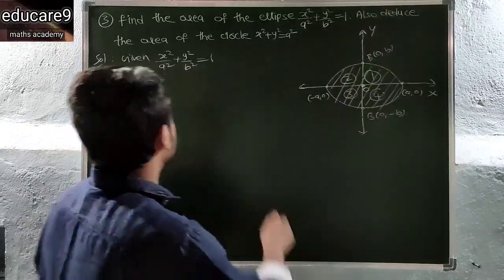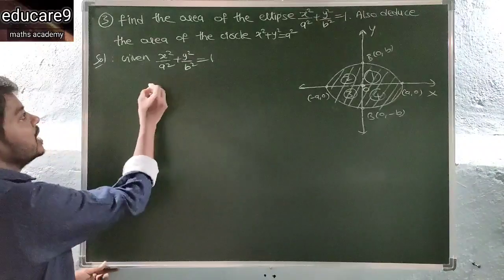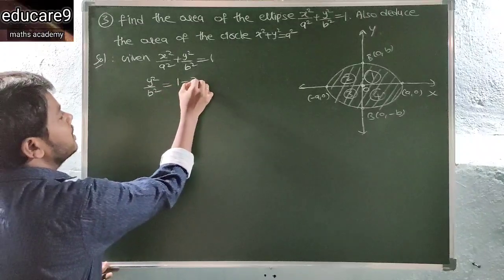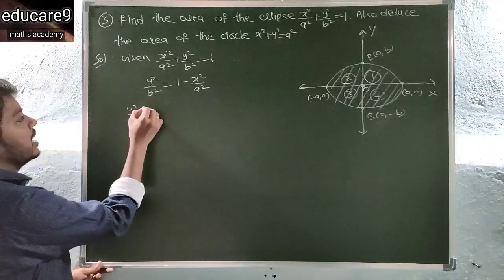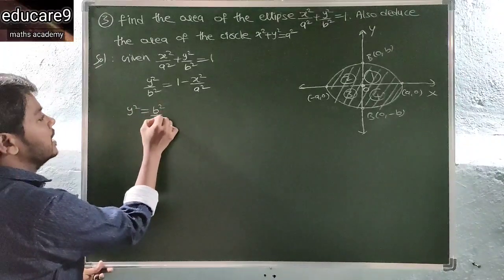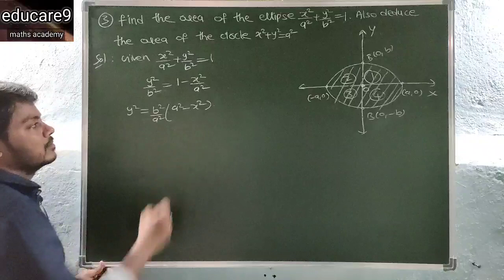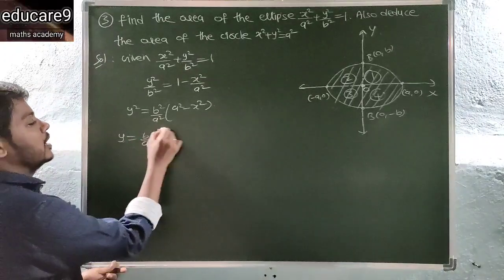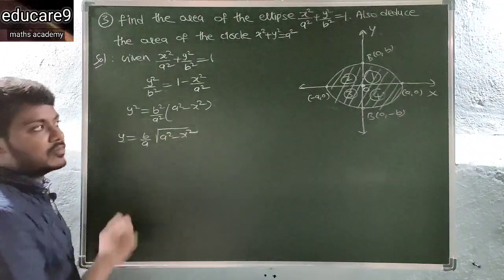Okay, so here given curve is x square by a square plus y square by b square equals to 1. So from this, y square by b square is equals to 1 minus x square by a square, and again y square is equals to b square by a square into a square minus x square. Now what is y value? b by a, square root of a square minus x square. So this is y value.